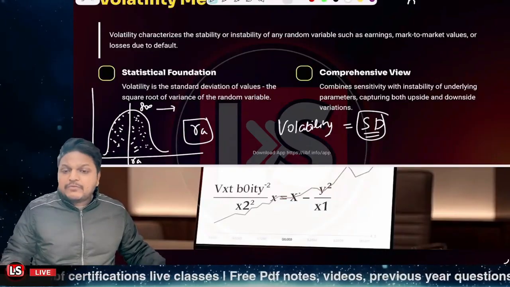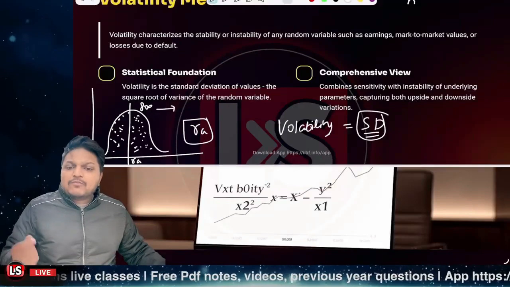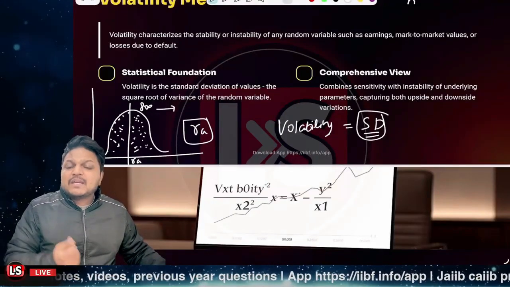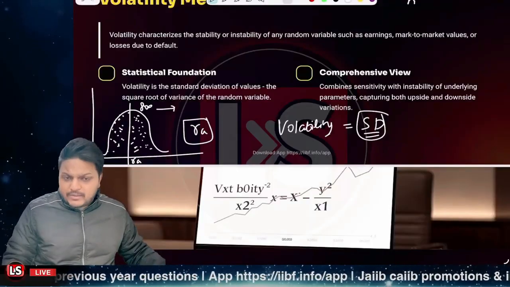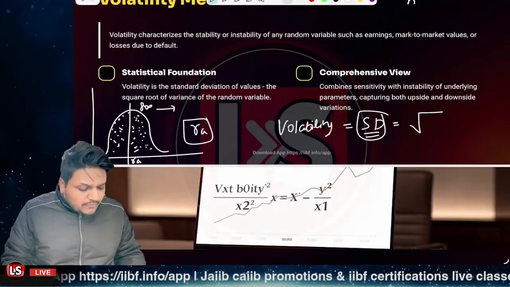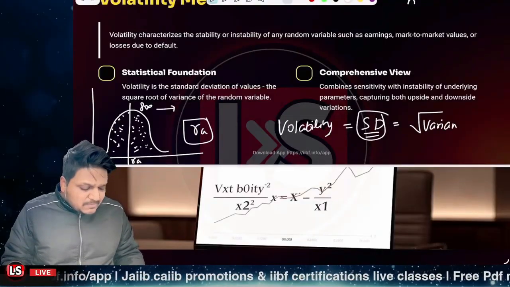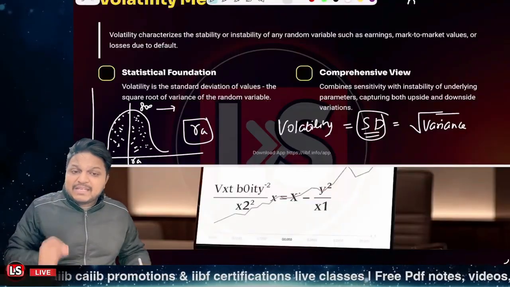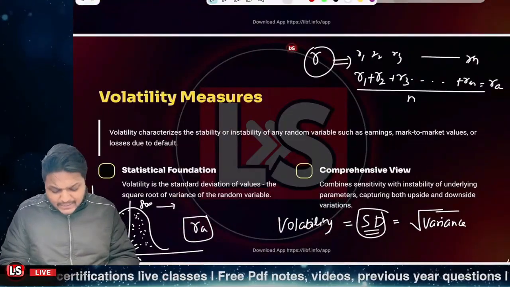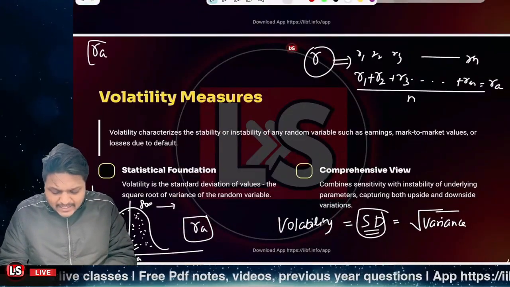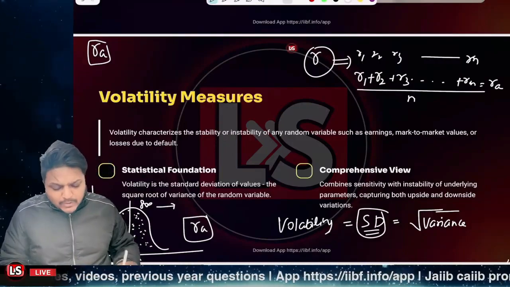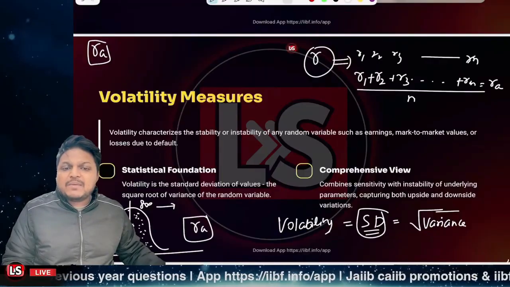In the last video, I told you very clearly that volatility is the standard deviation, and the more the volatility, the more the risk, the more inherent risk there is. That's the main thing. And what do you mean by standard deviation? Standard deviation is the square root of the variance. We can easily calculate the standard deviation; the formula is quite simple. In this scenario, say we have the average as RA and different terms like R1, R2, R3 up to Rn. If I am to calculate the standard deviation, how can I easily calculate it?